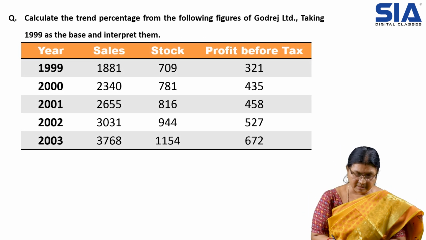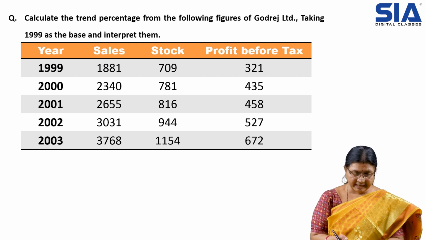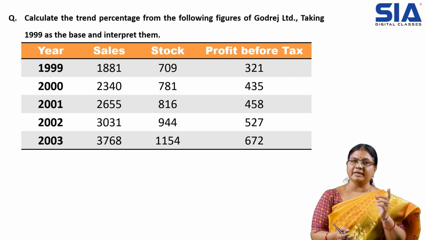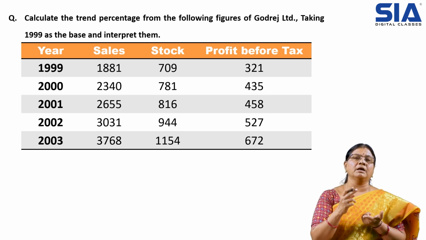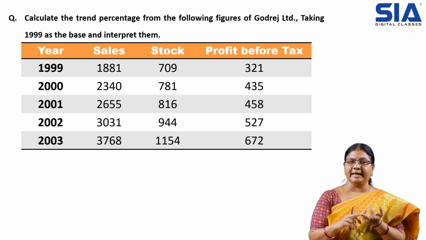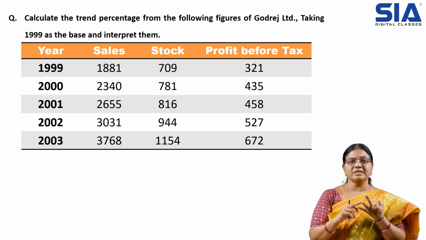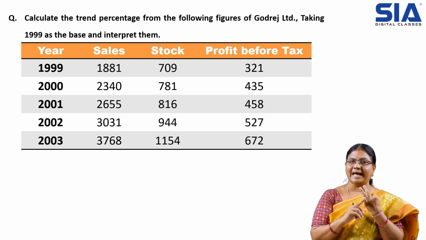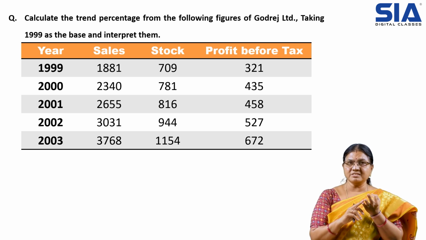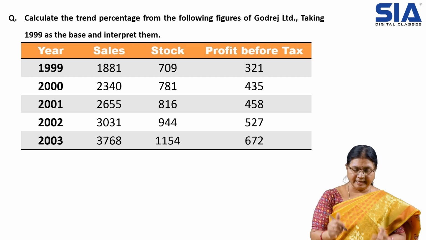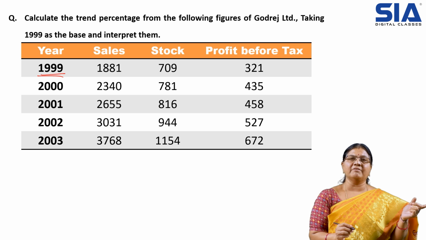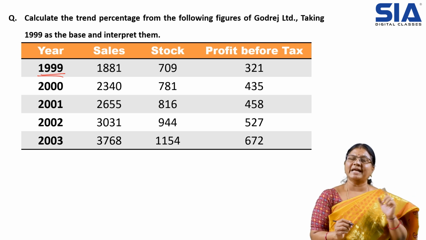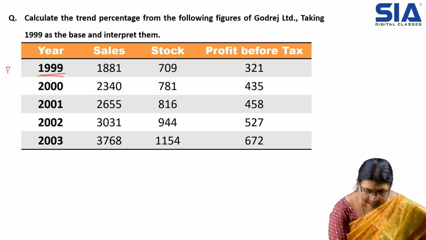Year wise it is given. In this problem it is taken for 5 years, from the year 1999 to 2003. And in the problem three aspects are taken. One is sales, second is stock, third is profit before tax. So what is the first year? The first year in the given data is 1999. According to our understanding, we should treat the first year as the base. So 1999, whatever data is there, becomes the base.